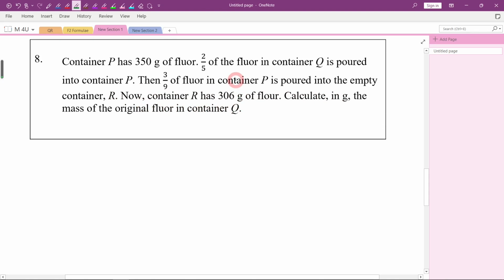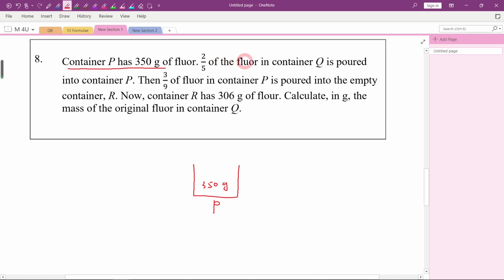So this question looks so confusing, right? Sometimes if you don't understand the question, you can try to draw a diagram to help you. So container P has 350 grams of flour. Let me draw container P first. 350 grams.